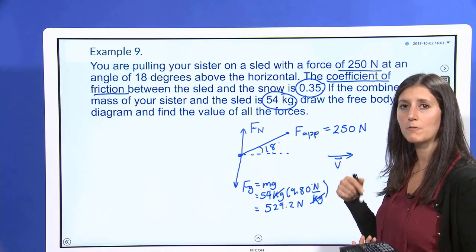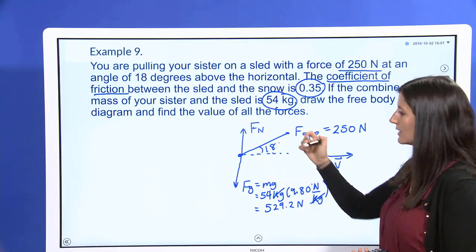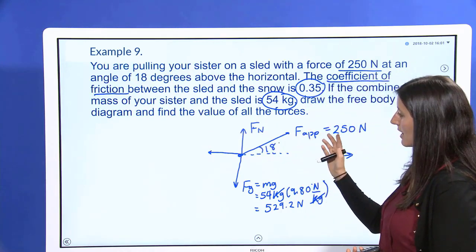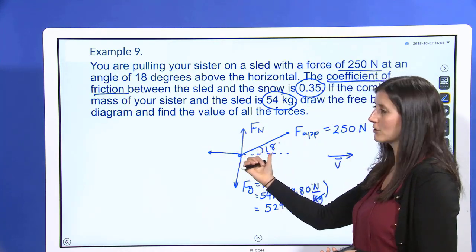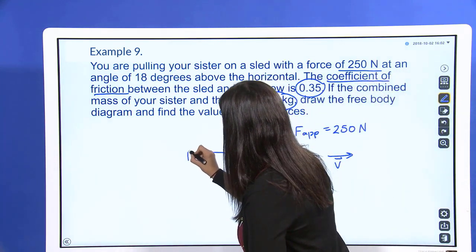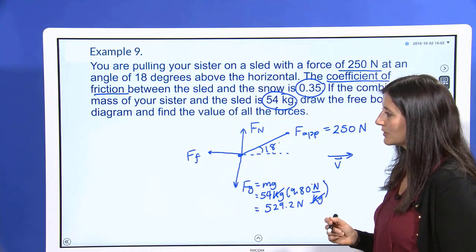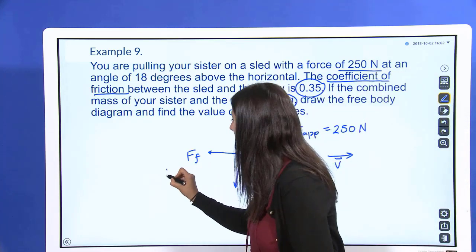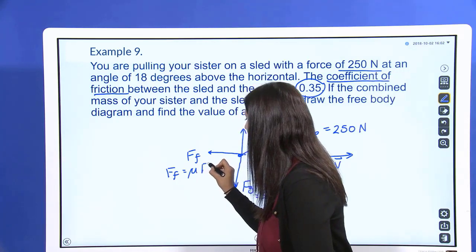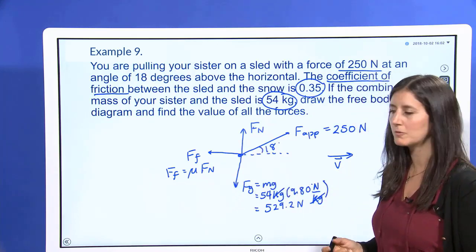So if I'm going to put in my force of friction, it would oppose the motion. The sled's moving to the right, so the force of friction would go to the left. If I wanted to, I could have made my F applied go to the left, and then my force of friction would go to the right. Okay, so now this is my force of friction. The equation for force of friction is force of friction equals the coefficient of friction times the normal force. So I can't calculate this yet until I find my normal force.